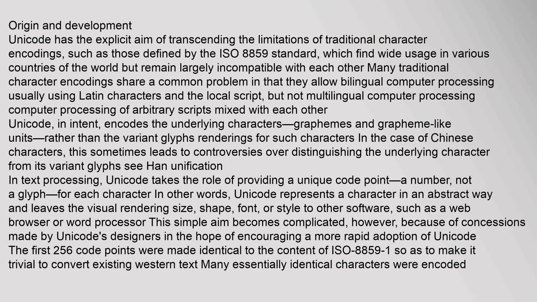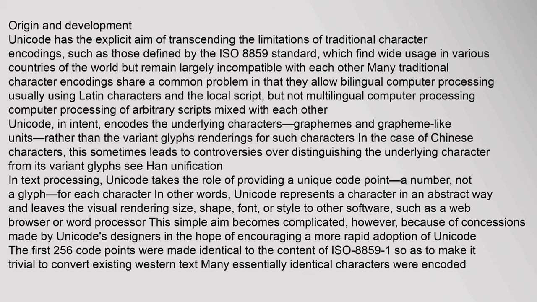Origin and development. Unicode has the explicit aim of transcending the limitations of traditional character encodings, such as those defined by the ISO 8859 standard, which find wide usage in various countries of the world but remain largely incompatible with each other. Many traditional character encodings share a common problem in that they allow bilingual computer processing, usually using Latin characters and the local script, but not multilingual computer processing, that is, computer processing of arbitrary scripts mixed with each other.